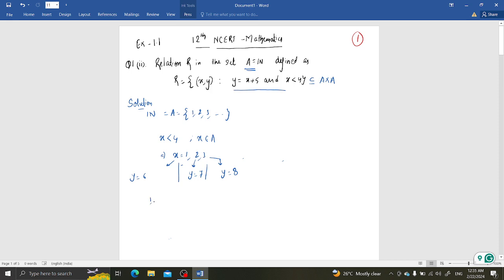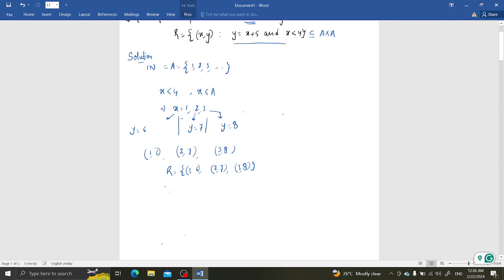So what ordered pairs do we get? At 1 we got 6, at 2 we got 7, at 3 we got 8. So the relation R will be (1, 6), (2, 7) and (3, 8).